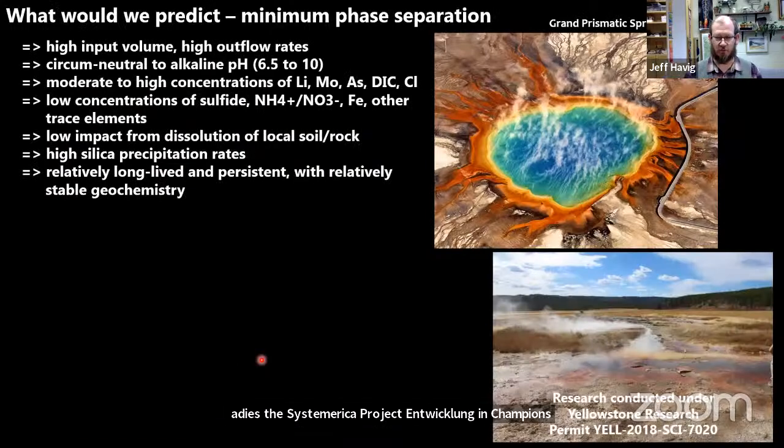So then, just as a real quick exercise, you don't have to dwell on this, but just to give you a flavor of it, right? We could predict that, for a minimum phase separation hot spring in the Archean, we would expect relatively high input volume and relatively high outflow rates, circumneutral to alkaline pH, moderate to high concentrations of certain elements, low concentrations of others, and then a relatively low impact from dissolution of local rock and soil, high precipitation rates, and really a relatively long-lived, persistent, stable geochemistry kind of system.